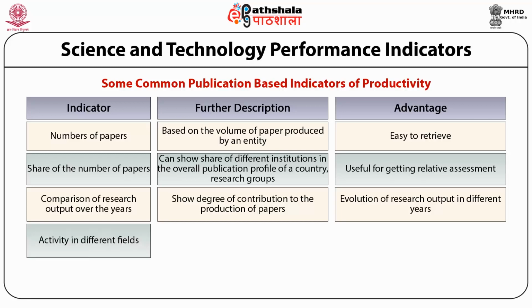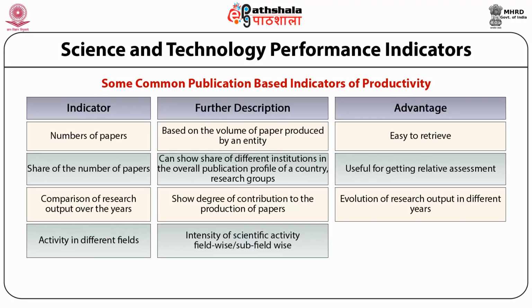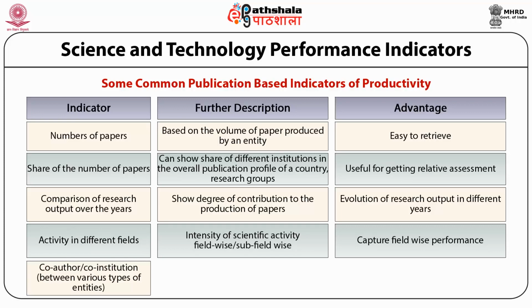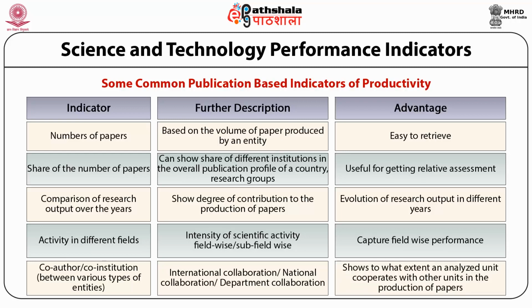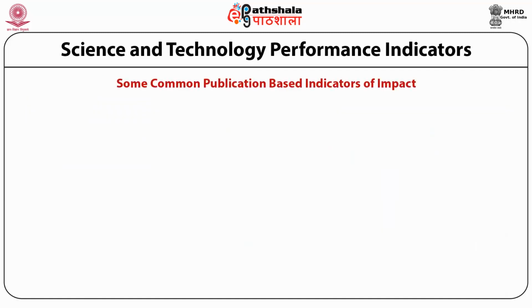Activity in different fields shows the intensity of scientific activity field-wise and subfield-wise, and captures field-wise performance, but again it does not inform about impact. Co-author and co-institutional indicators capture international collaboration, national collaboration, and departmental collaborations. It helps to show to what extent an analyzed unit cooperates with other units in the production of papers. Again, it does not inform about impact.